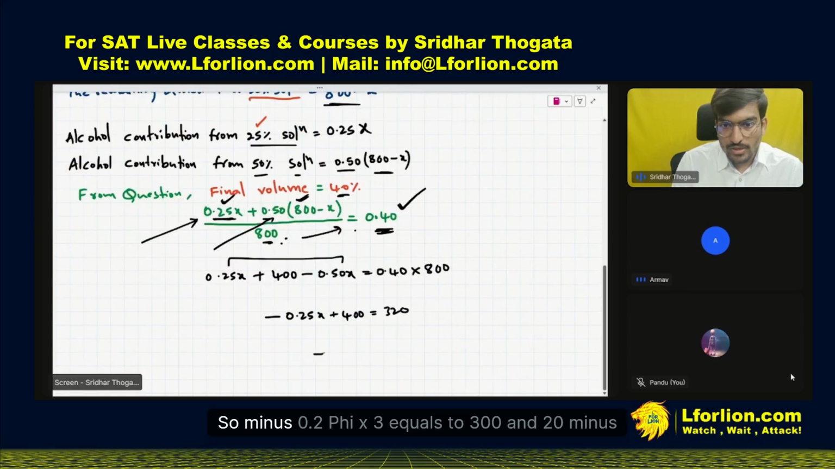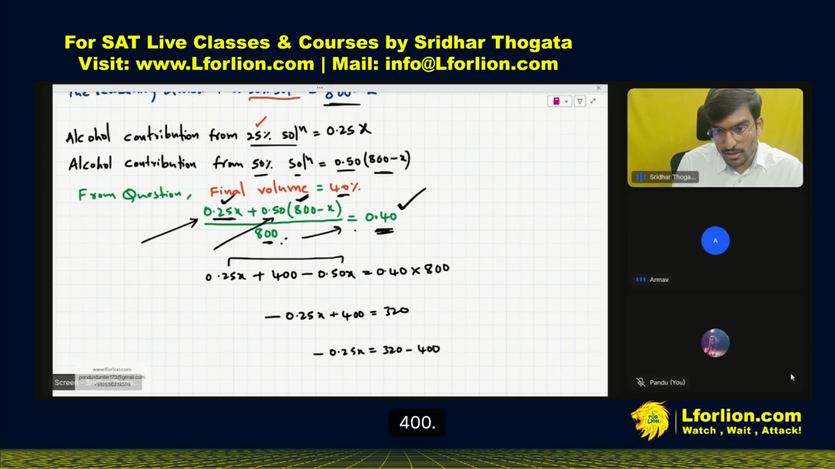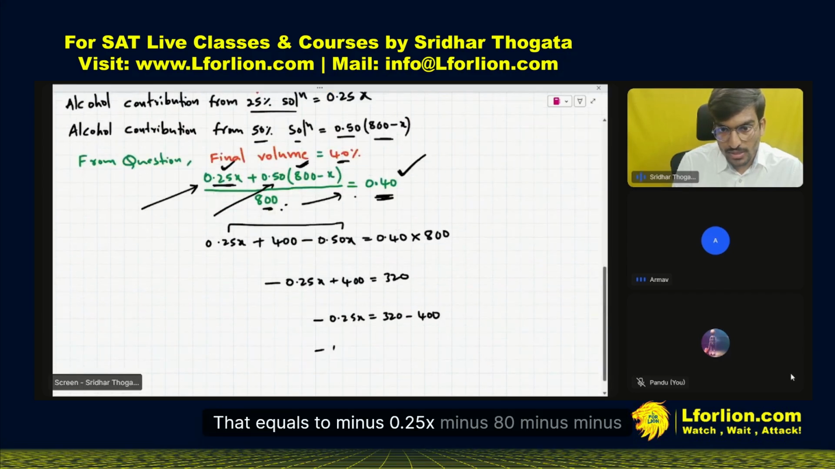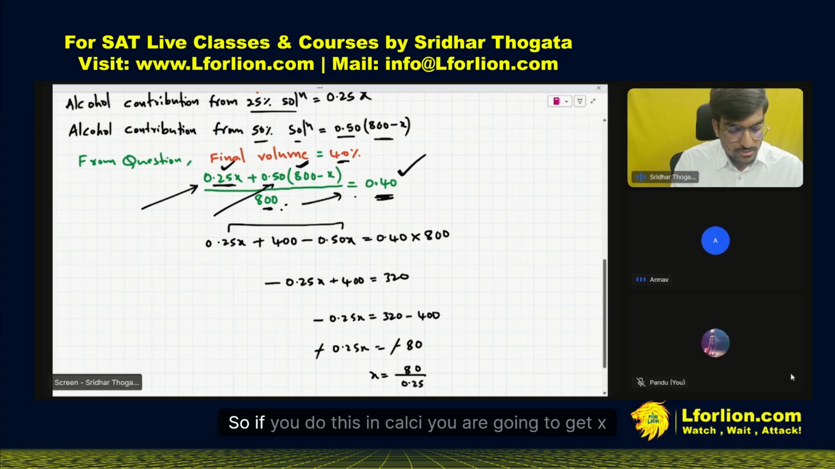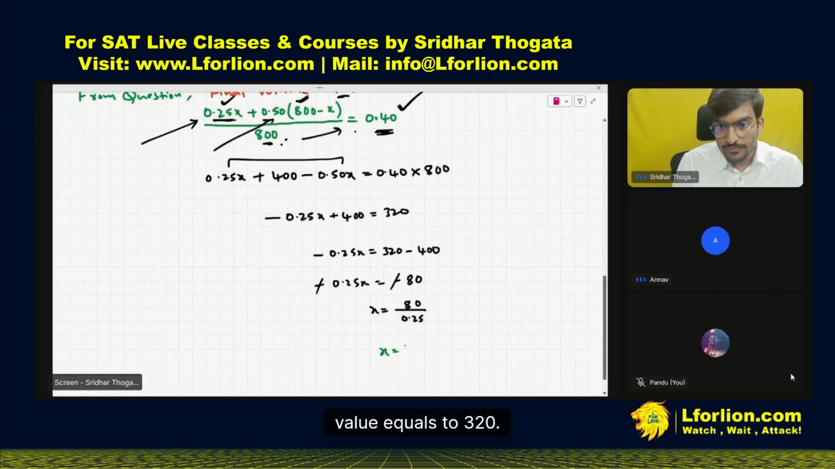So minus 0.25x equals 320 minus 400, that equals minus 80. Minus minus cancel, x equals 80 divided by 0.25. So if you do this in a calculator, you are going to get x value equals 320.